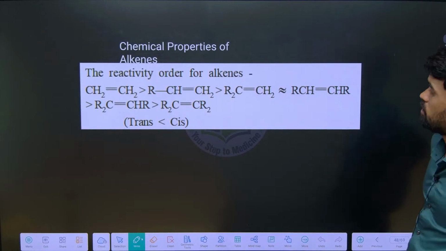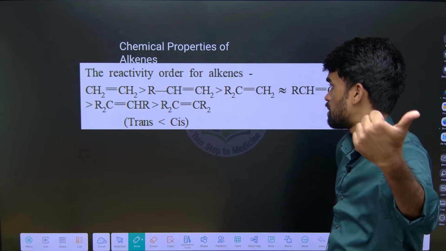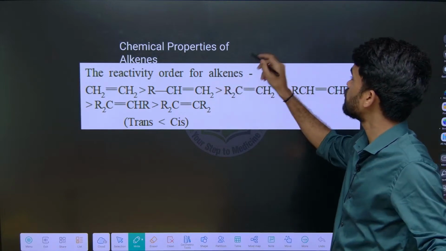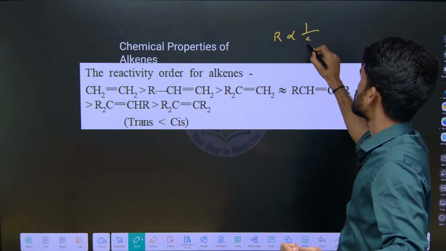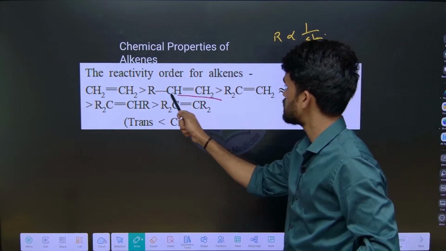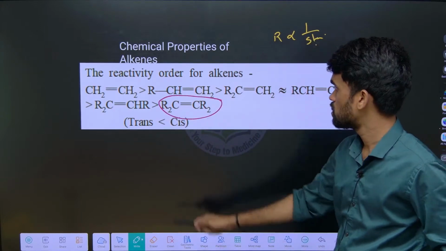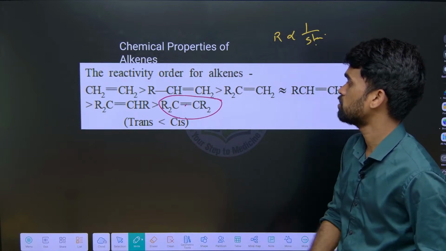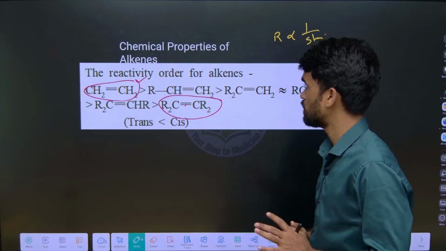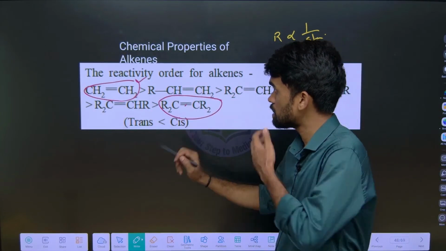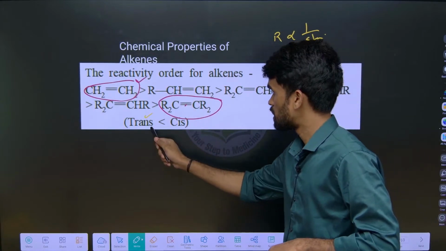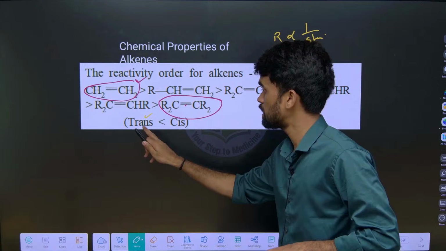Okay, reactivity. I told you about stability: a more substituted alkene is more stable. Reactivity is inversely proportional to stability, so more stable means less reactive. This one is more stable, being the more substituted alkene, therefore less reactive. This one is less stable, so more reactive. That is the reactivity order given here. When it comes to cis and trans, we know trans alkene is more stable than cis alkene. Therefore, trans alkene is more stable and less reactive.